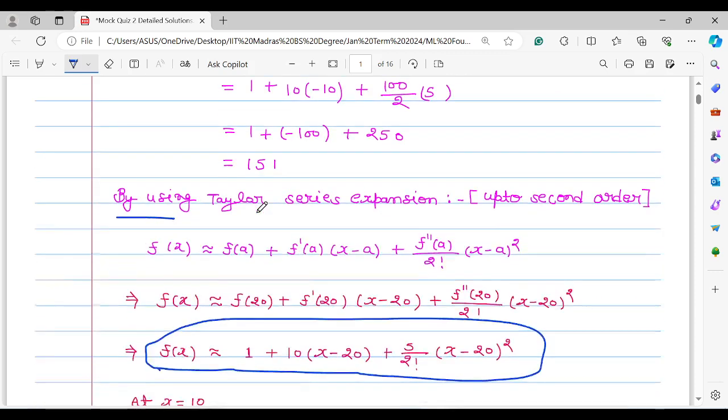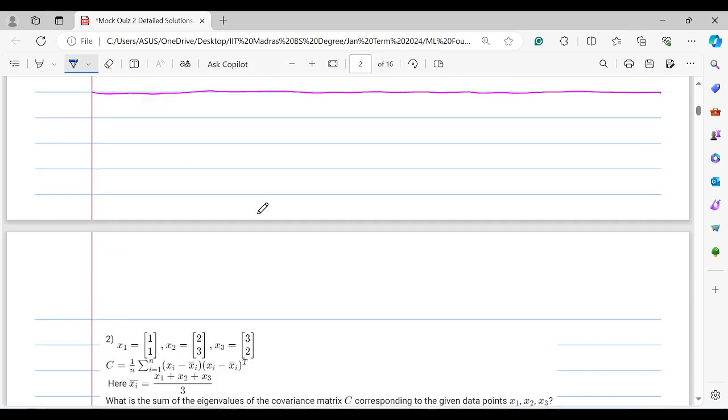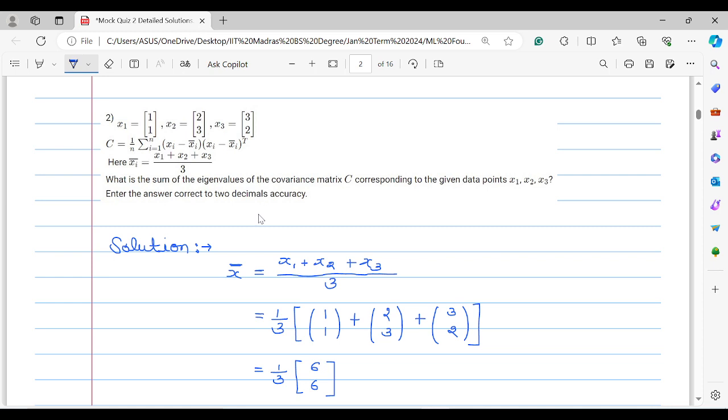Okay, so proceeding with the next problem. So what is the next problem? x1 is equal to (1, 1), x2 is equal to (2, 3), and x3 is equal to (3, 2), and given expression how to find the C matrix, which is the covariance matrix, expression is given, and this is the mean, how to calculate the mean vector. So this is the formula if three vectors are given. So we have to find what is the sum of eigenvalues of the covariance matrix C corresponding to given data points x1, x2, x3. So enter the answer correct to 2 decimal accuracy.